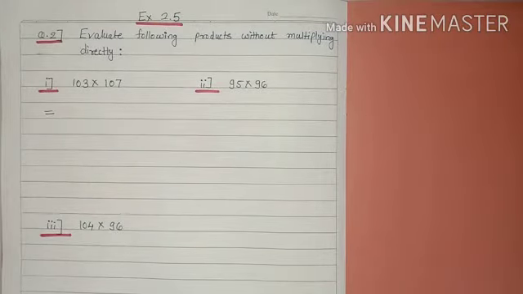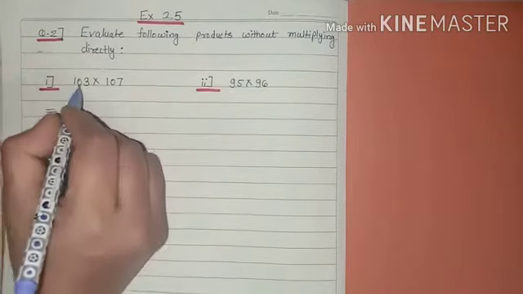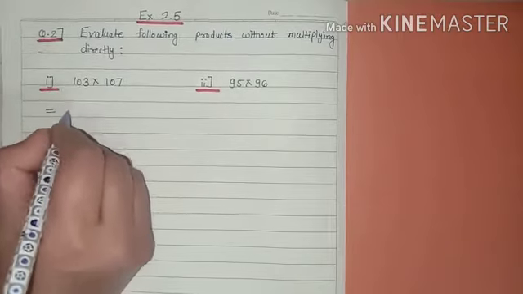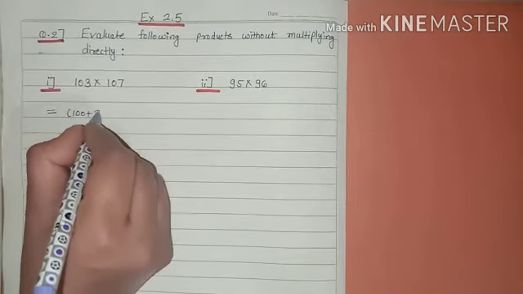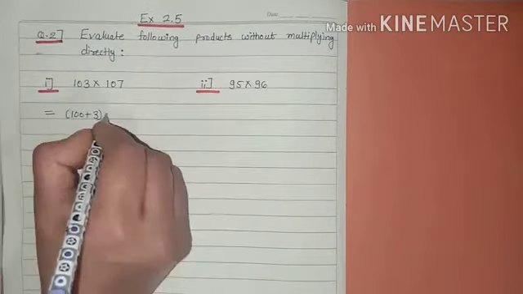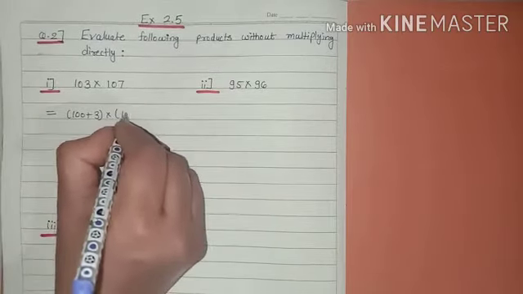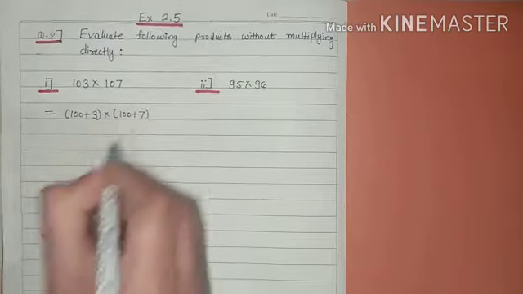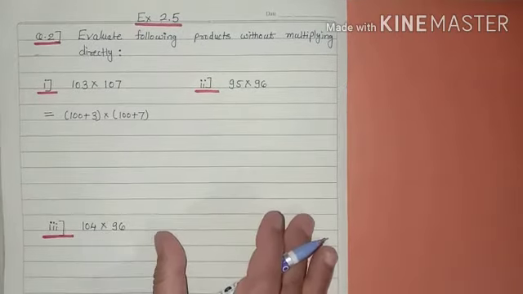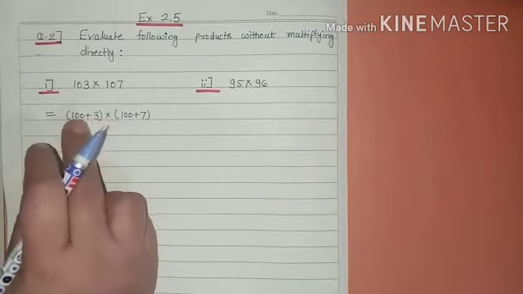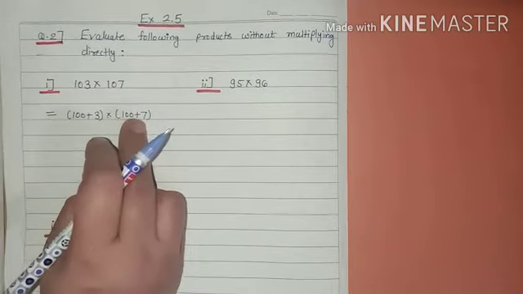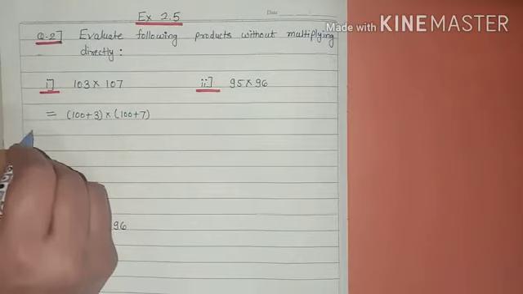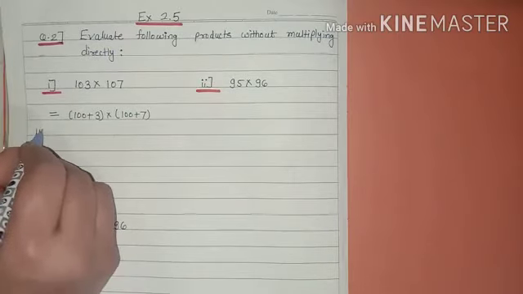If you have to use an identity here, for that you have to break these numbers. 103 can be broken into 100 plus 3 and 107 can be broken into 100 plus 7. Now you can easily see, student, there are two brackets: within the first bracket 100 plus 3 and within the second bracket 100 plus 7. Which suitable identity can we use here?